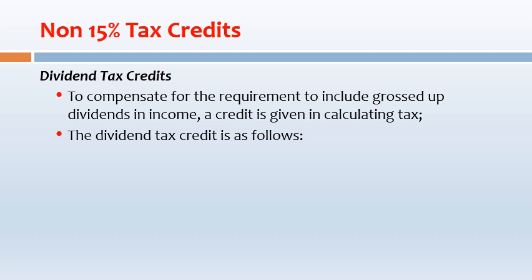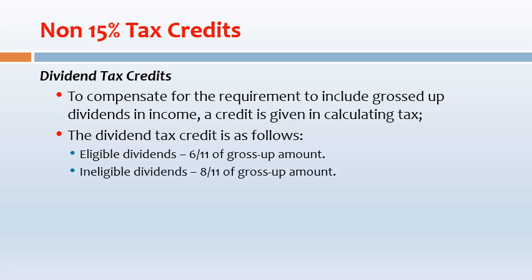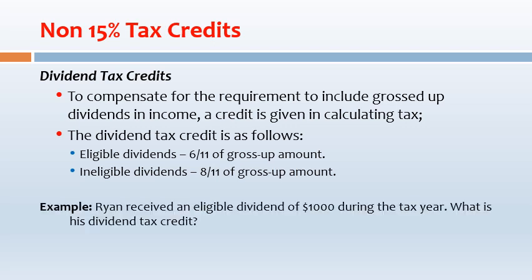So the dividend tax credit is calculated as follows. For eligible dividends, which are generally dividends that are issued from what we call public companies, the dividend tax credit is calculated as 6/11 of the gross up amount. For ineligible dividends, the dividend tax credit is calculated as 8/11 of the gross up amount. Remember, we grossed up certain dividends by certain amounts back in earlier chapters on property income. So that gross up amount is what we're going to multiply our factor by.